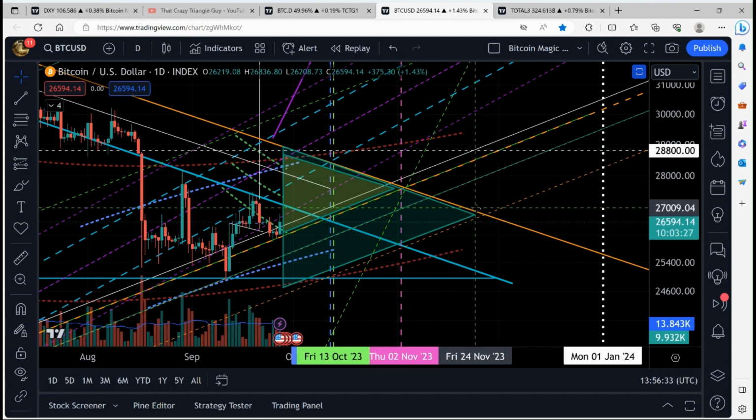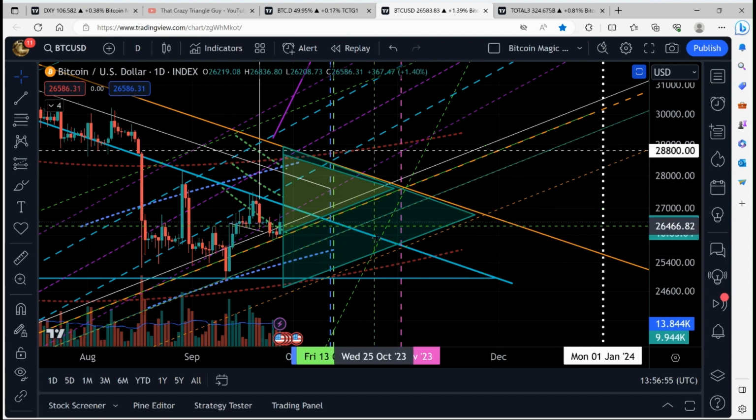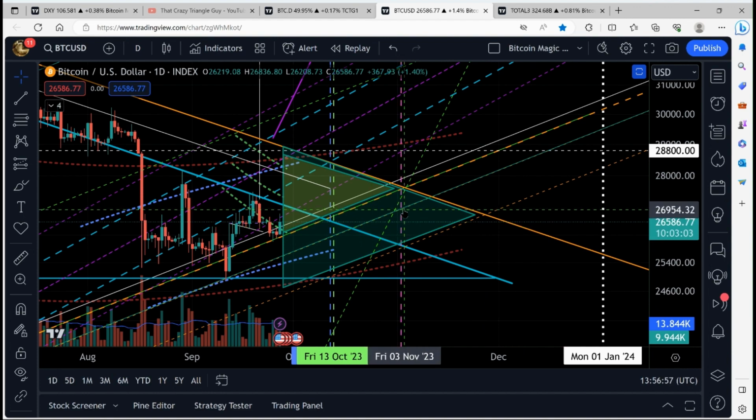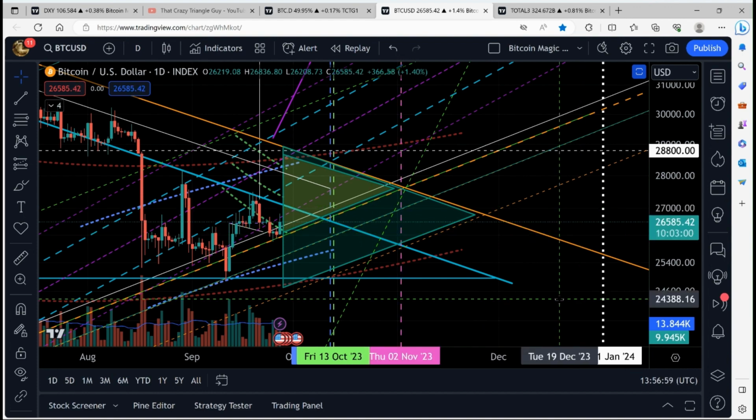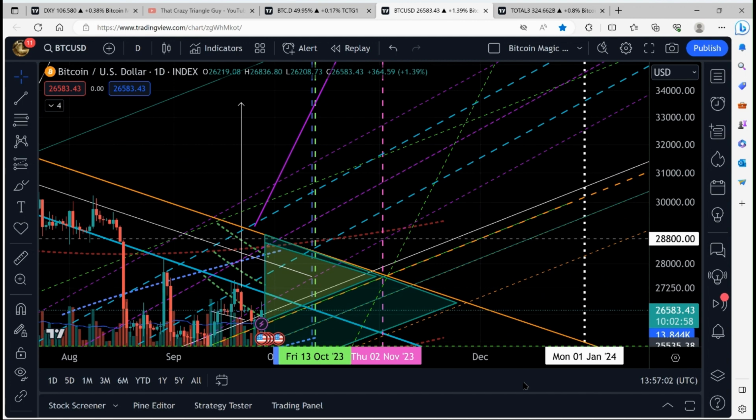And the apex of our triangle is late November. Almost the very, very end of November. So we can continue trading in here. All right, so that's what's going on with Bitcoin.